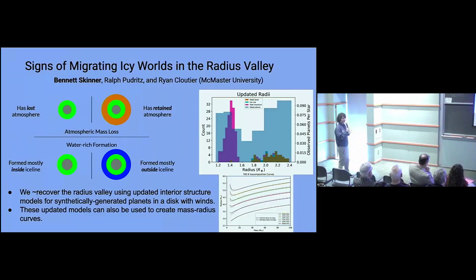Through building this new interior structure model, I also now have something that can be used to create new mass-radius relationships for the types of curves that you see a lot in planet discovery papers.